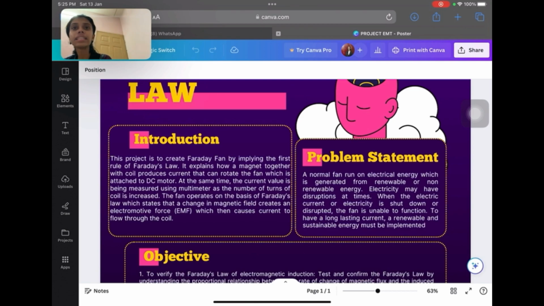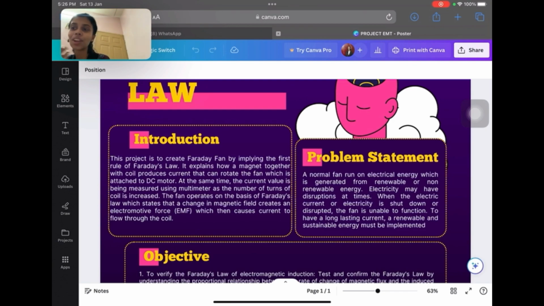But then these energy sources may have disruptions or electricity shutdowns, or sometimes the equipment used to generate electricity from the non-renewable or renewable energy, like for example the turbine that is used for non-renewable energy, may have maintenance or failure in the device. So sometimes there will be a disruption in the current.